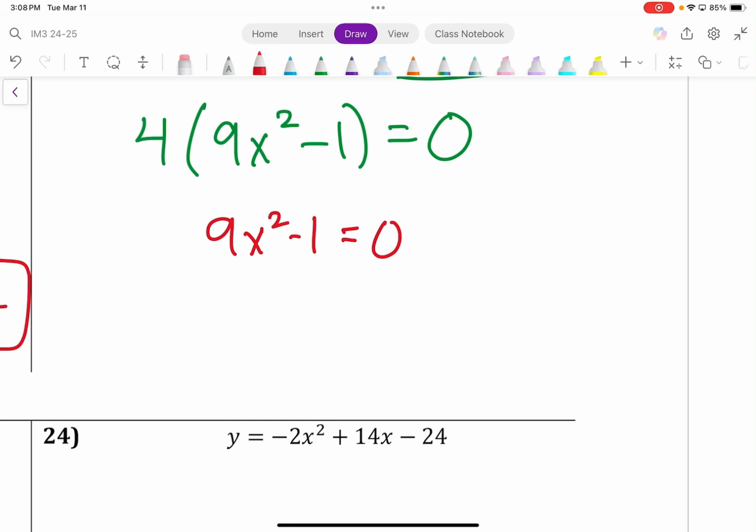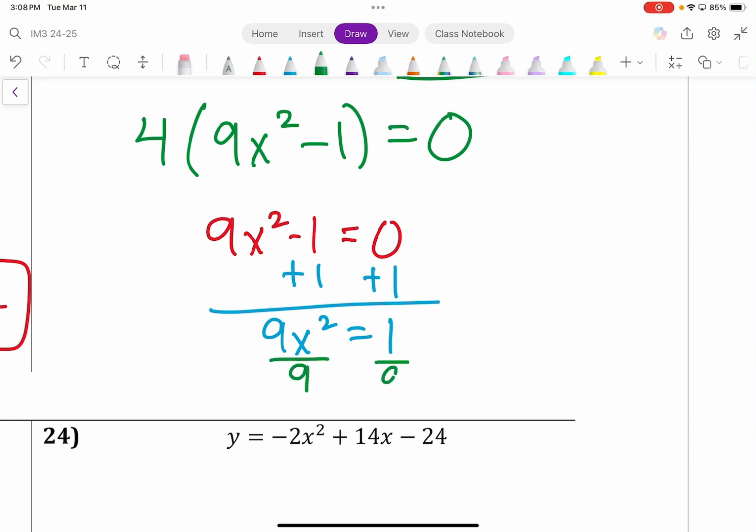Think of SADMAP. Opposite of subtraction. We're already subtracting, so addition. What am I adding? Plus 1 on both sides. 9x squared equals 1. What's the next step here? Divide by 9. We have x squared equals 1 over 9.